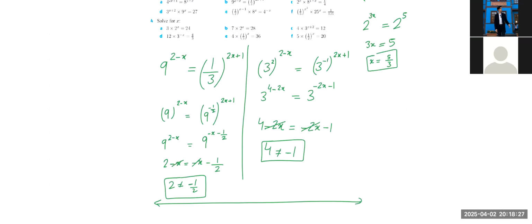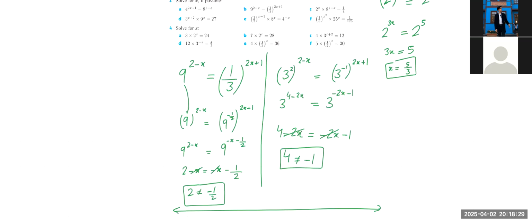Okay. But the main idea is converting the bases to the same number and then setting the powers to be equal to each other. That's the idea of solving exponential equations, at least so far.